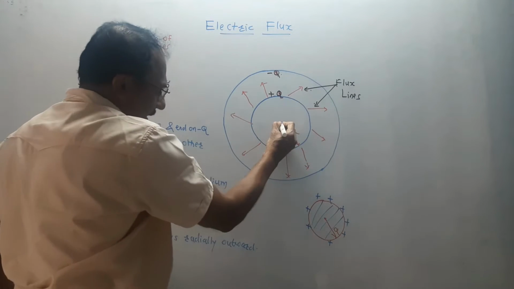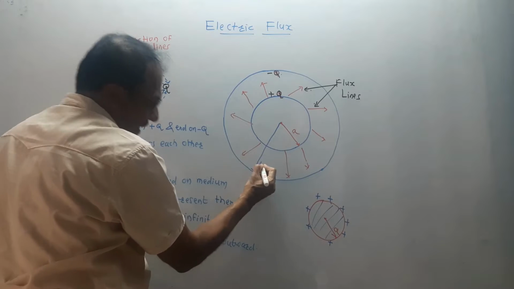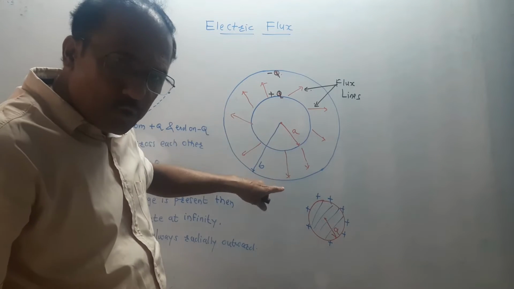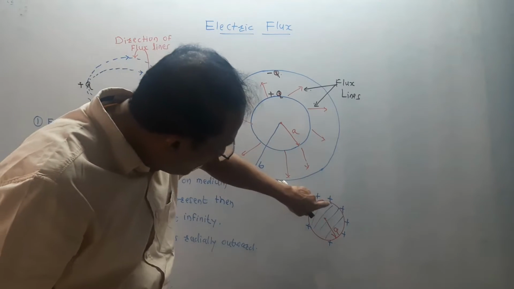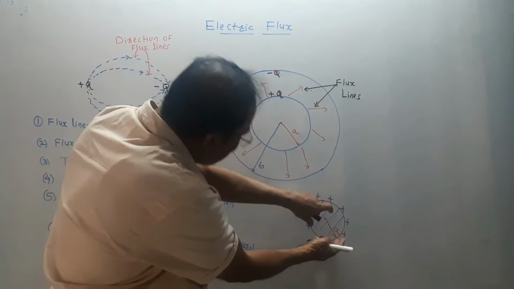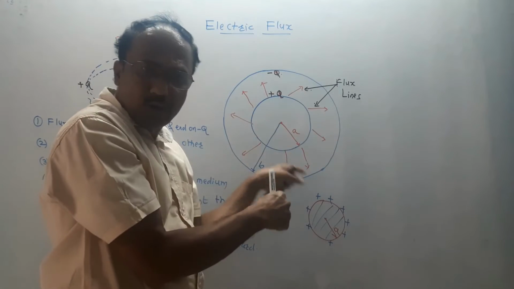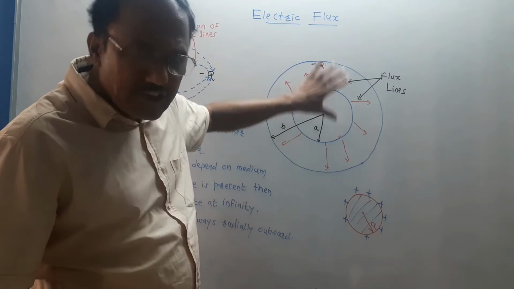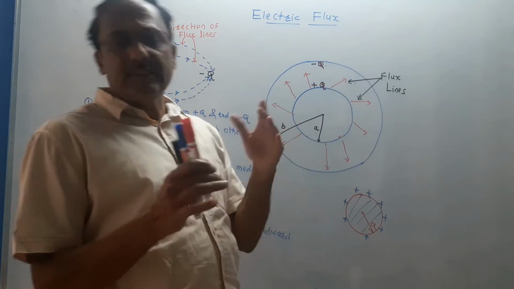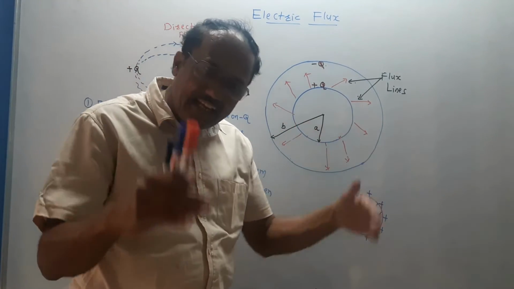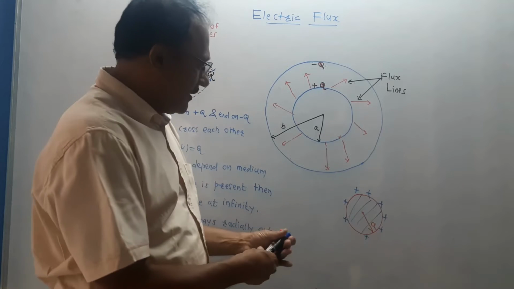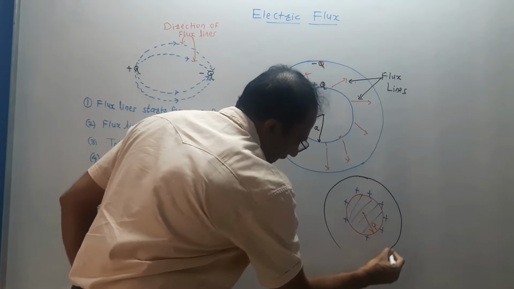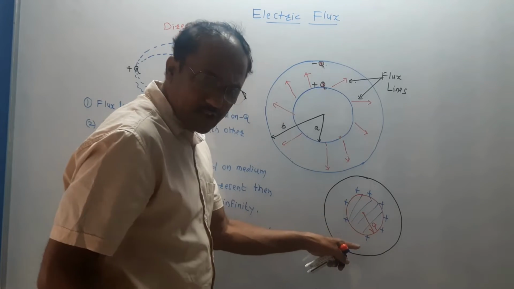Let us say the radius of the outer sphere is B. There is no electrical connection between the two spheres. Charge is present only on the inner sphere, and this is inserted into the outer bigger sphere. There is no connection between these two spheres. Technically, it is said that these two spheres are electrically isolated. So, if I keep the structure like this, I am drawing the outer sphere like this. Initially, there are no charges on the outer sphere.